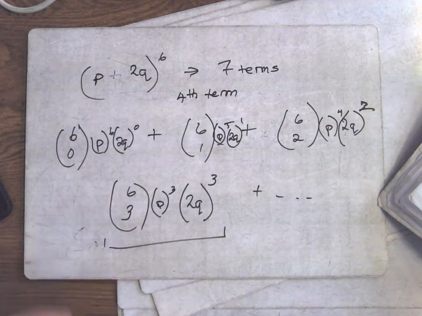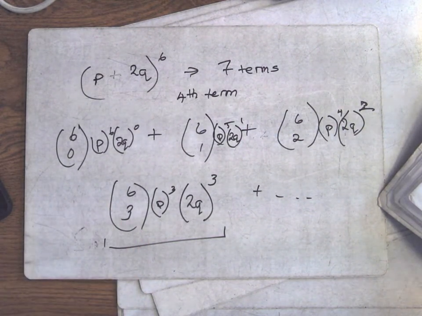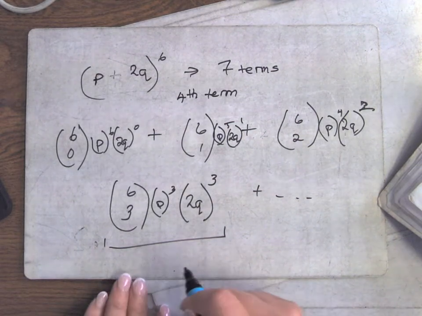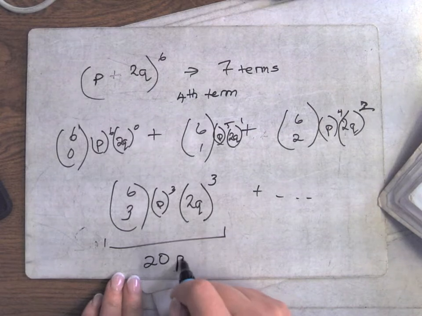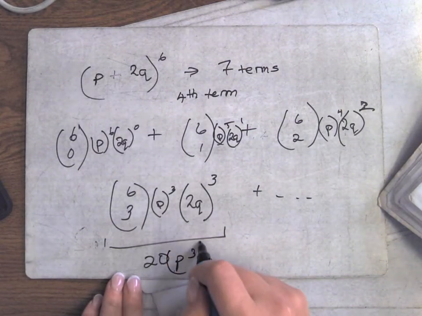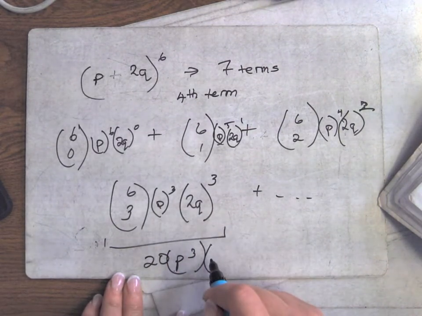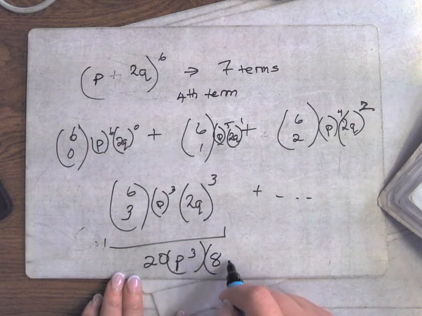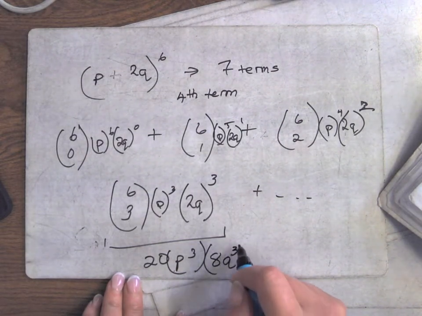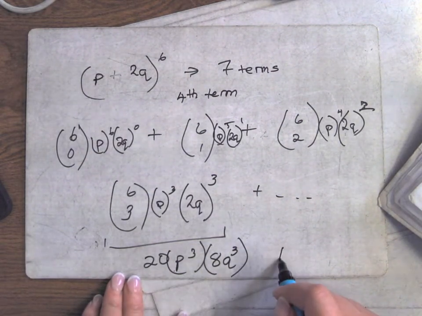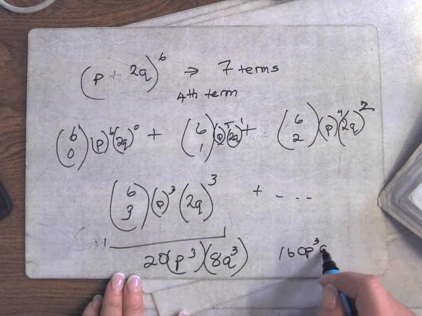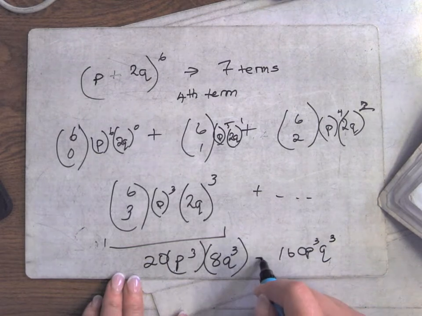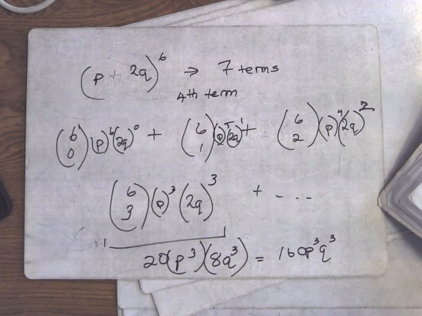So that's 6 choose 3, which is 6 by 5 by 4 divided by 3 by 2 by 1, which is 20, I think. P to the power of 3 is p cubed. And 2q to the power of 3, 2 by 2 by 2 is 8, q cubed. And then 8 by 20 is 160 p cubed q cubed. Is that okay? So that's the only one I had to multiply out.